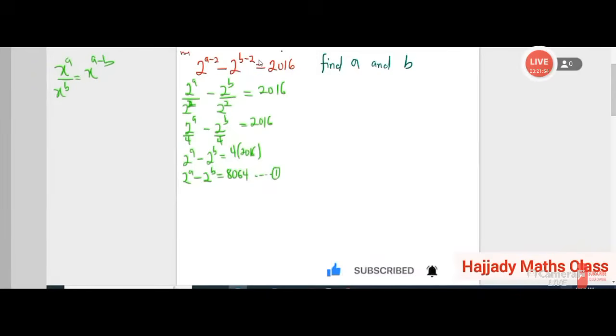Now we are going to form equation 2. Since we have 2 raised to power a minus 2 raised to power b, one thing we are very sure of is that the value is surely greater than 0. We are very certain of that. So it tells us that our a will be greater than our b. So now I'm going to let a equal b plus y, where y is an integer.